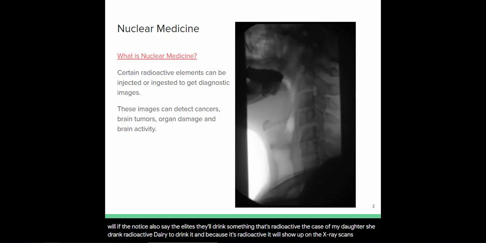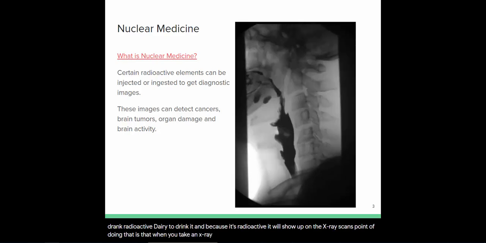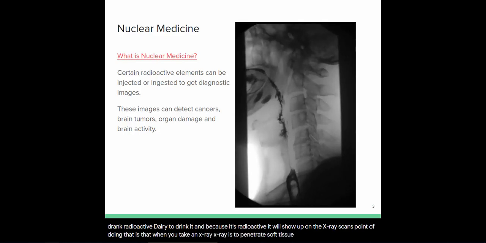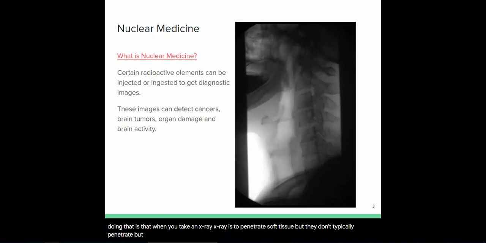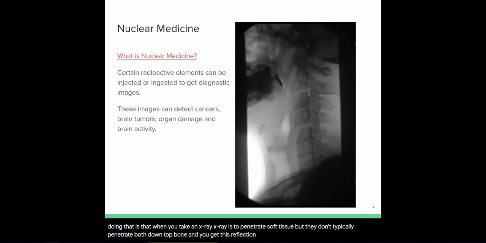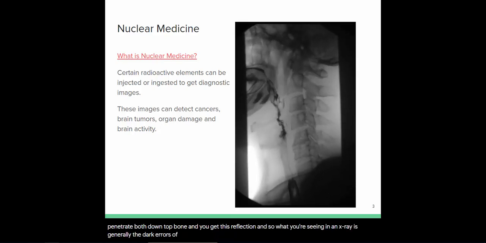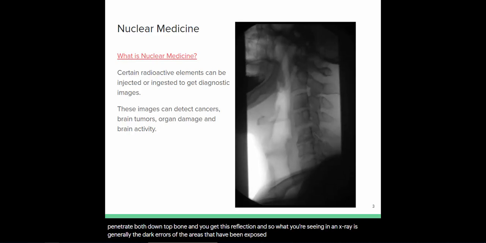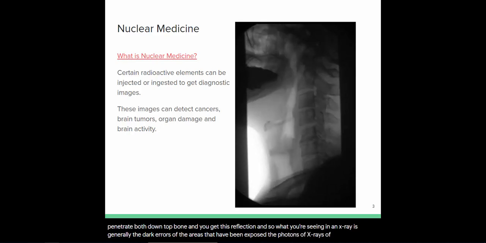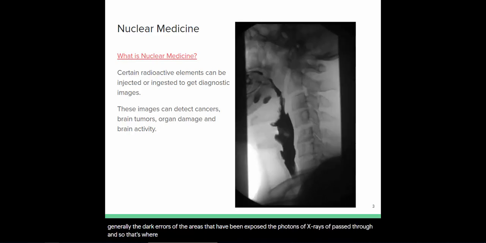Now the whole point of doing that is that when you take an x-ray, x-rays can penetrate soft tissue, but they don't typically penetrate bone. So they bounce off bone, and you get this reflection. And so what you're seeing in an x-ray is generally the dark areas are the areas that have been exposed, right? The photons of x-rays have passed through. And so that's where you get these dark areas here.